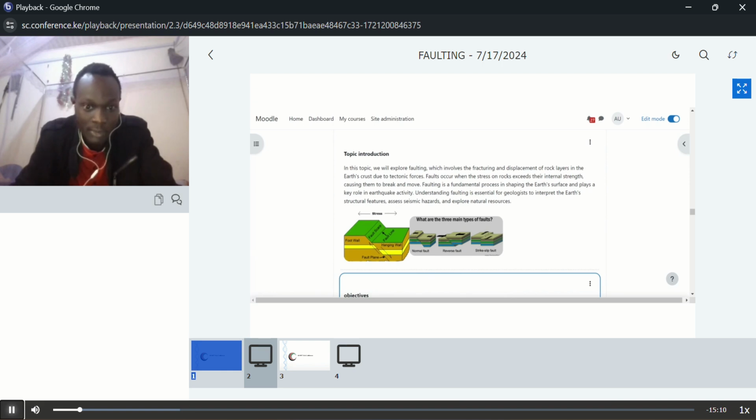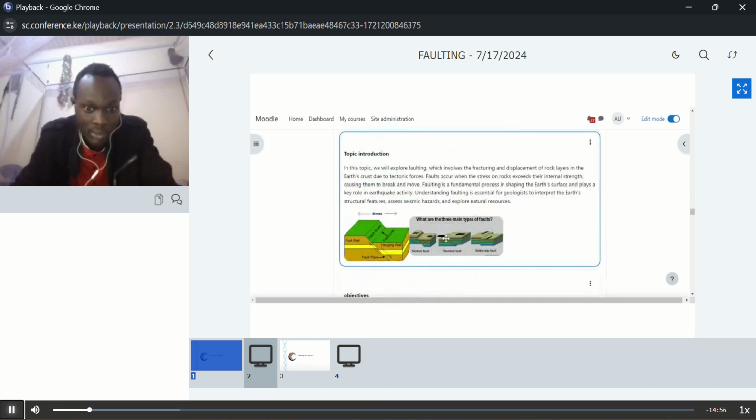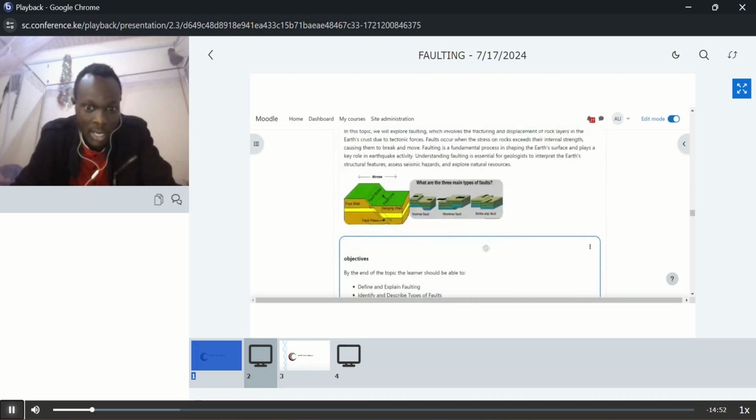And understanding faulting is essential for geologists to interpret the Earth's structural features, assess seismic hazards, and explore natural resources. We have the image of a fault, and we have the three main types of fault. We have the normal, reverse fault, and the strike slip fault.